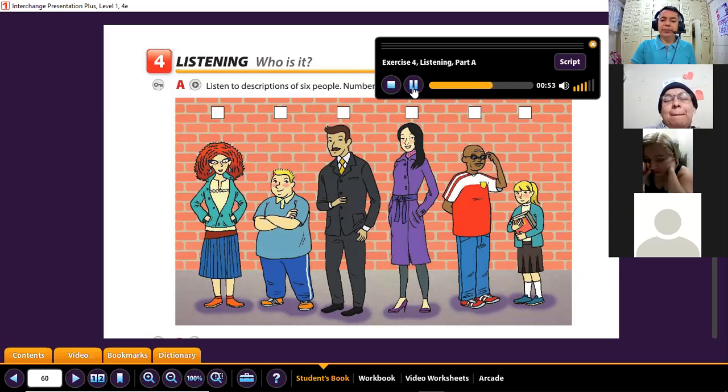Number four. Tim's about 23. He's fairly short and a little bit heavy. His hair isn't very long.